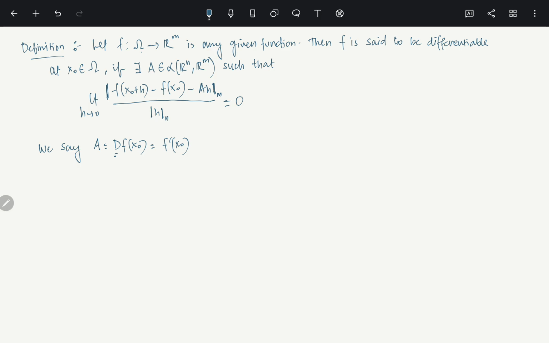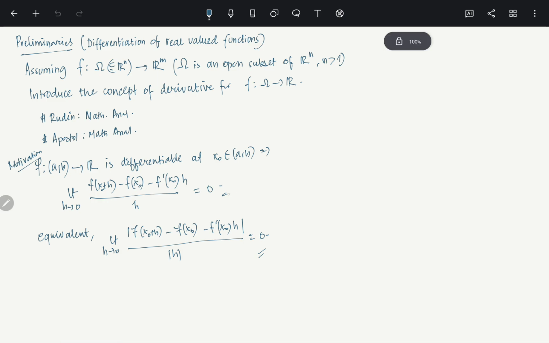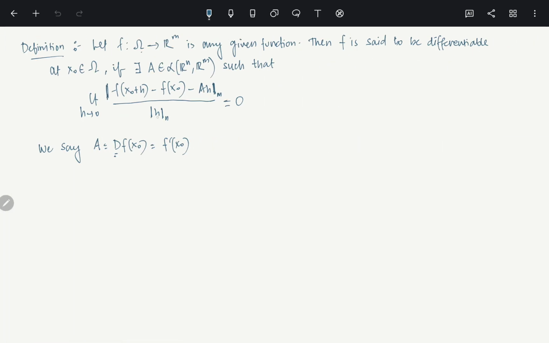Now, why did I not use this particular definition but used this one? Because if I use this definition without the norm of h, it will not make sense, since you would be dividing by a vector. So we have to use this particular definition. I hope this is clear. Basically, what I am saying is that the difference f of x naught plus h minus f of x naught can be approximated with a linear approximation. Right, this is what it means.